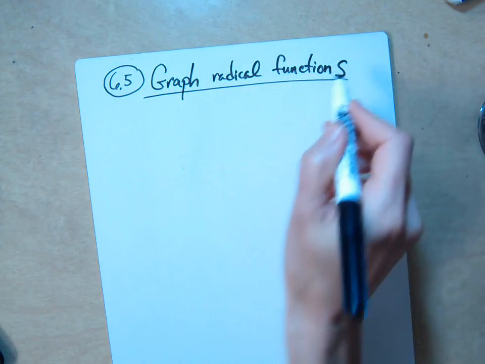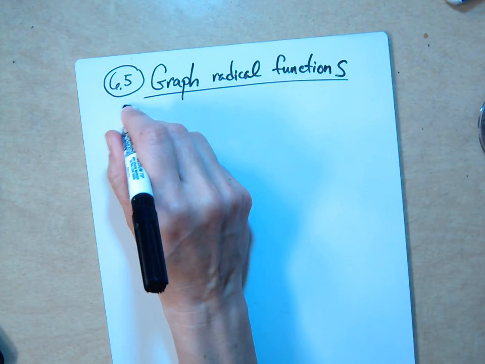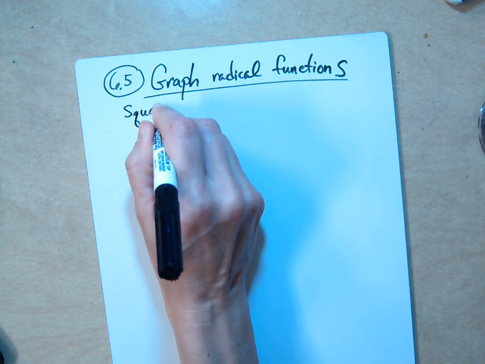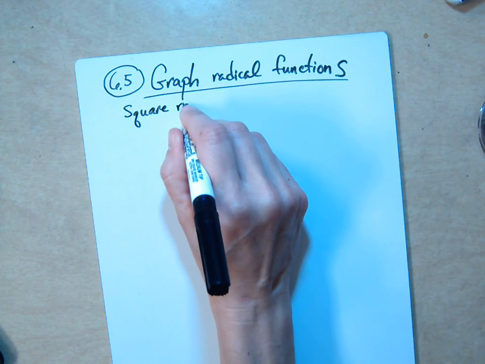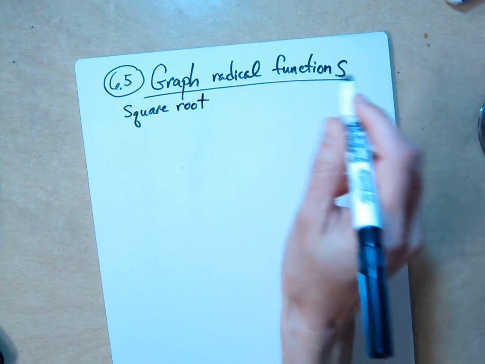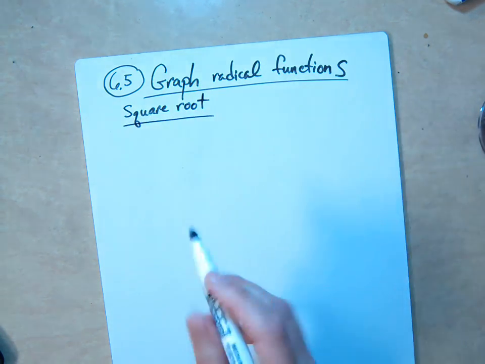Graphing radical functions, we're going to start with the square root function. And then we'll do cube root.